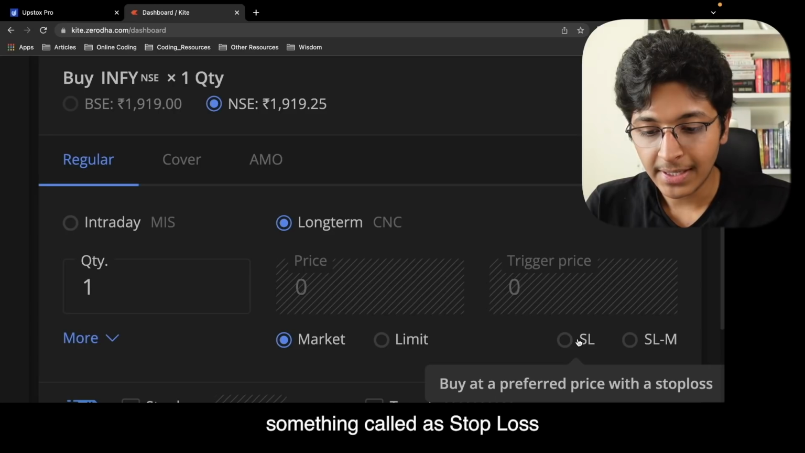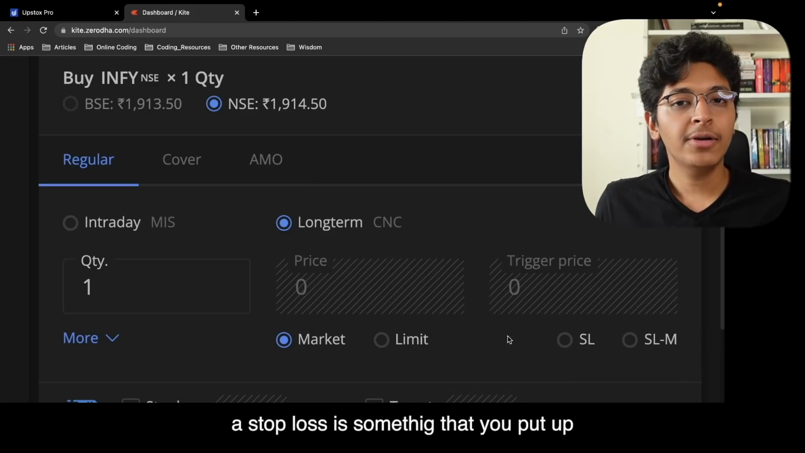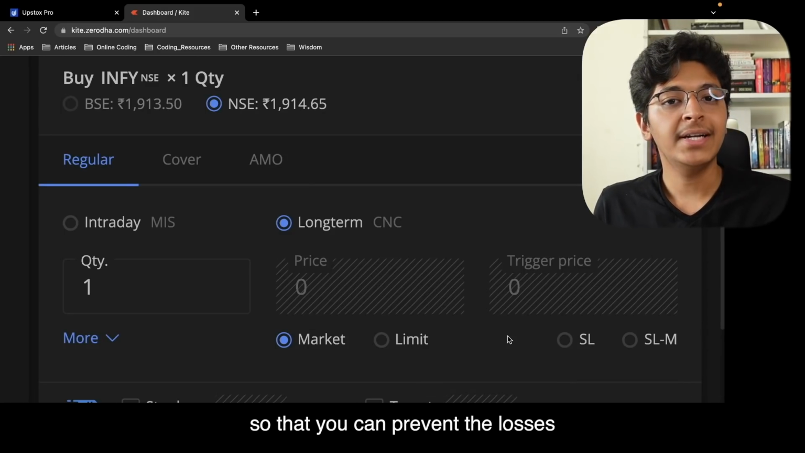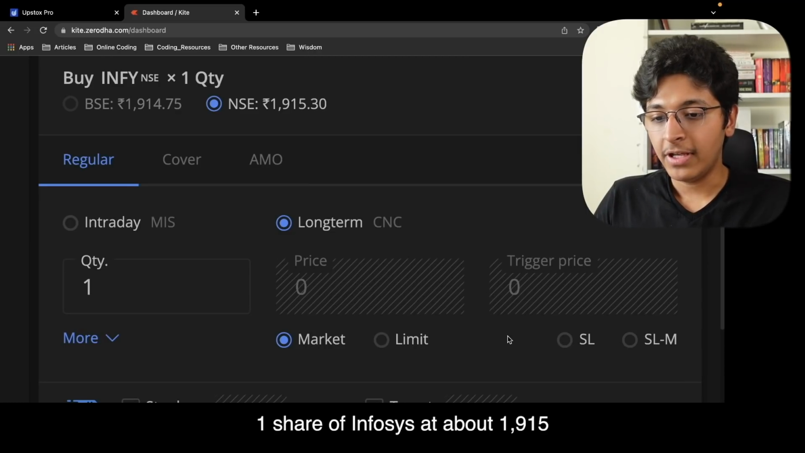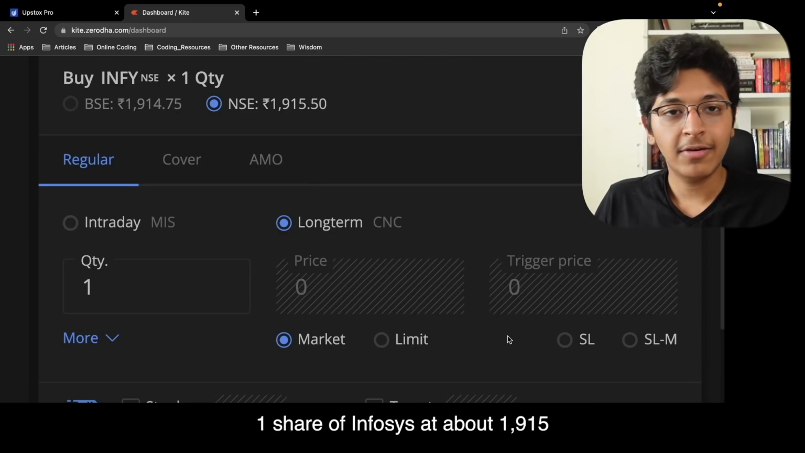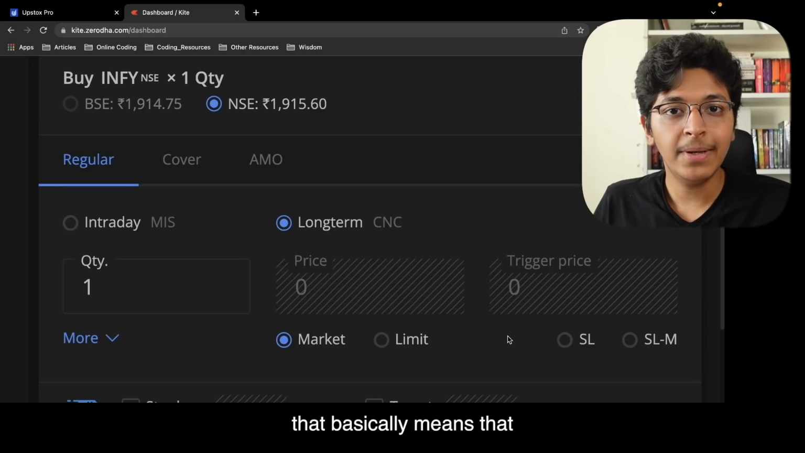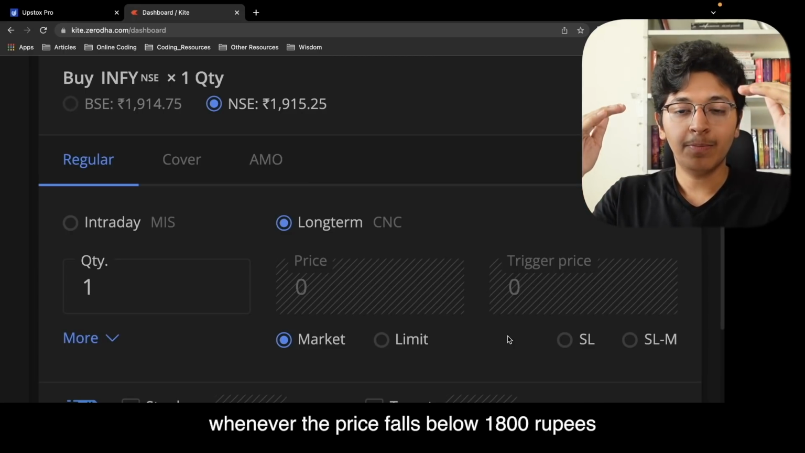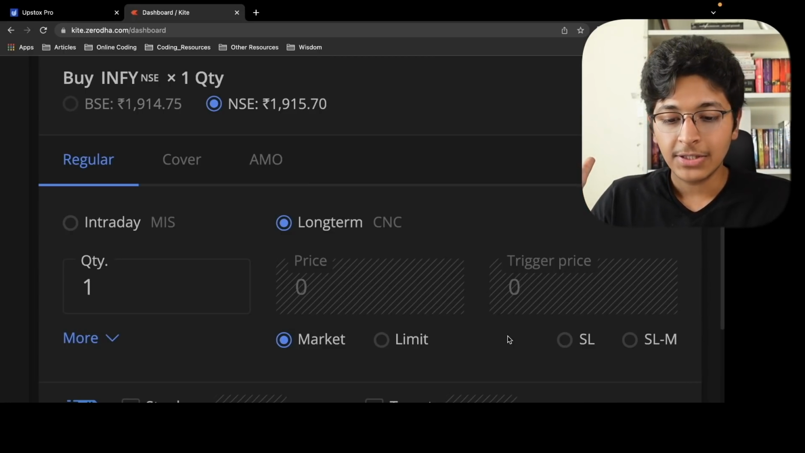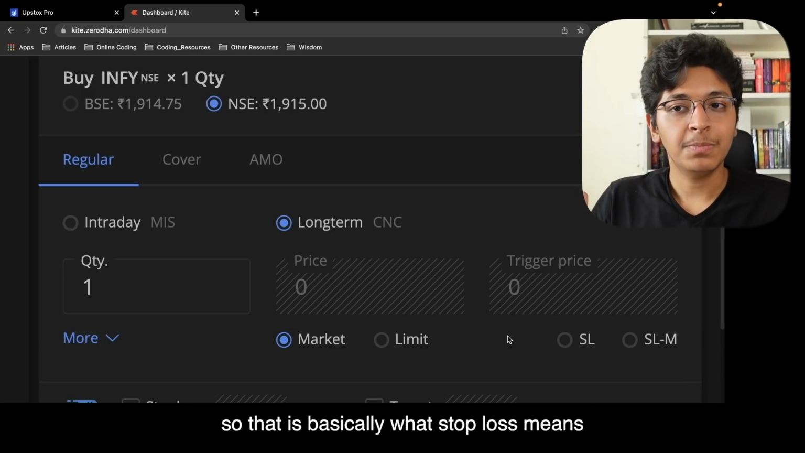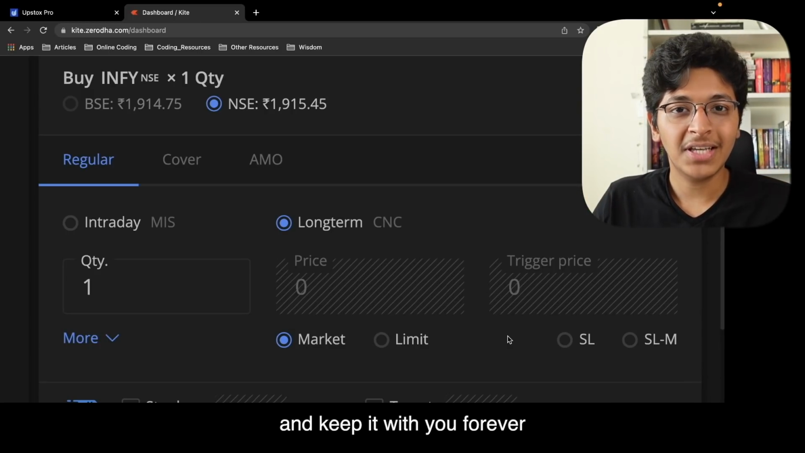Then you have something called as stop loss. And then you have stop loss at market price. A stop loss is something that you put up so that you can prevent the losses for that particular trade, right? So let's say that you have one share of Infosys at about 1,915 and you put a stop loss of maybe 1,800. That basically means that whenever the price falls below 1,800 rupees, it will automatically be sold, right? So that is basically what stop loss means. It's good to have a stop loss. Don't just blindly buy a stock and keep it with you forever.